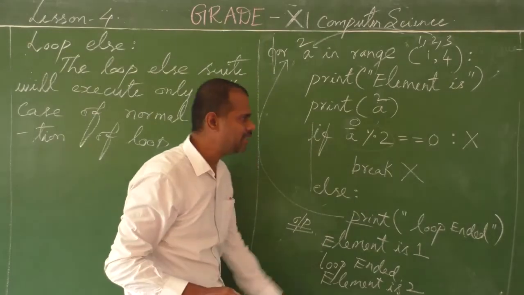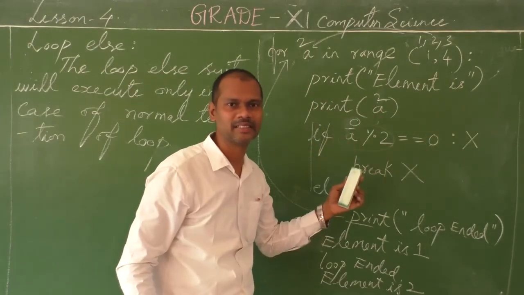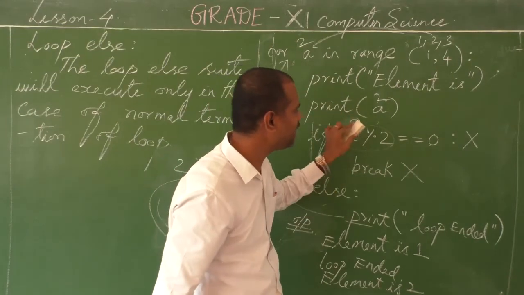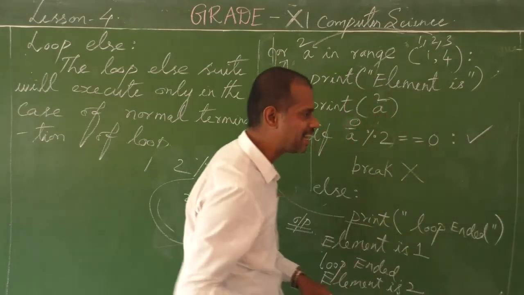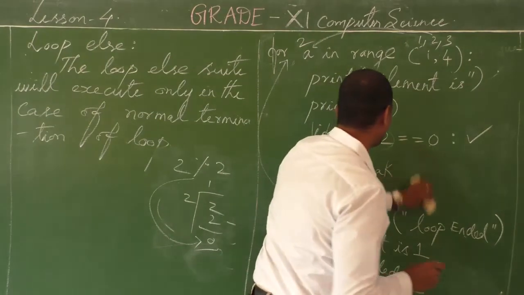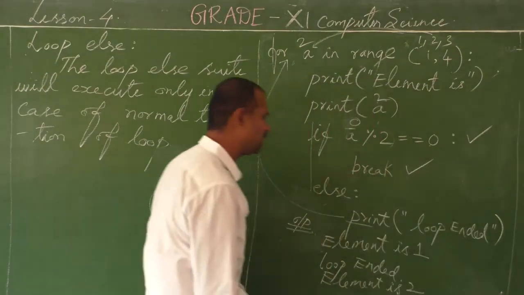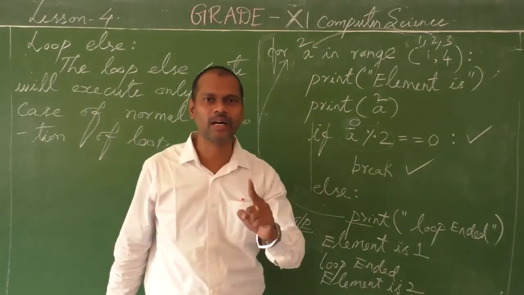Now you tell me this 0 and this 0 both are equal or not? Yes, this is equal. Okay. So that you have to put one tick mark such that this break will execute or not? Yes, this break is also executed. Okay, listen carefully. Very simple. Break only.